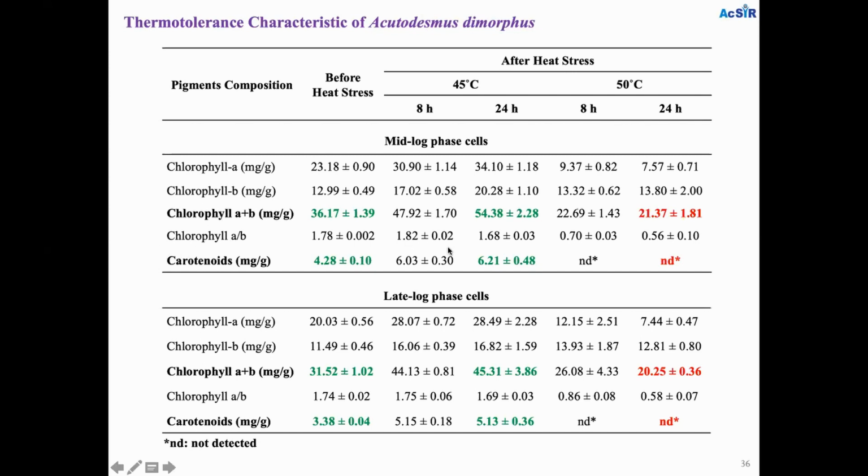Similarly, carotenoids were also increased from 4 to 6 at 45 degrees centigrade, but at 50 degrees centigrade, the carotenoids were reduced to such a level that they were not detected. For both mid-log and late-log phases, we found that at 45 degrees centigrade the chlorophyll content increases, whereas at 50 degrees centigrade the chlorophyll content decreases.